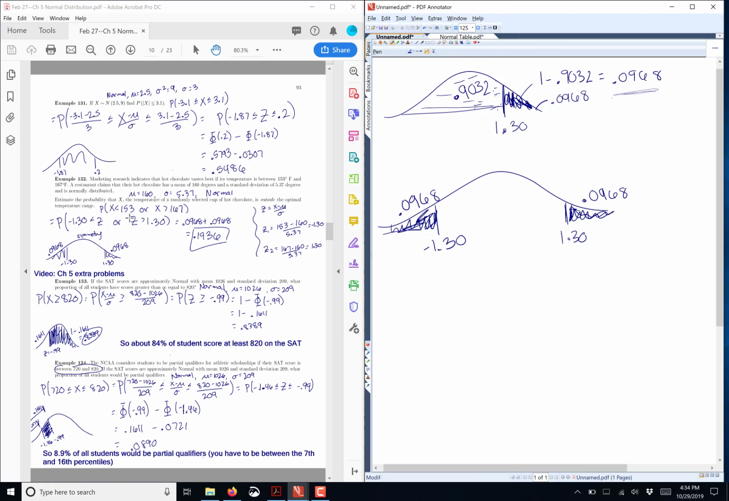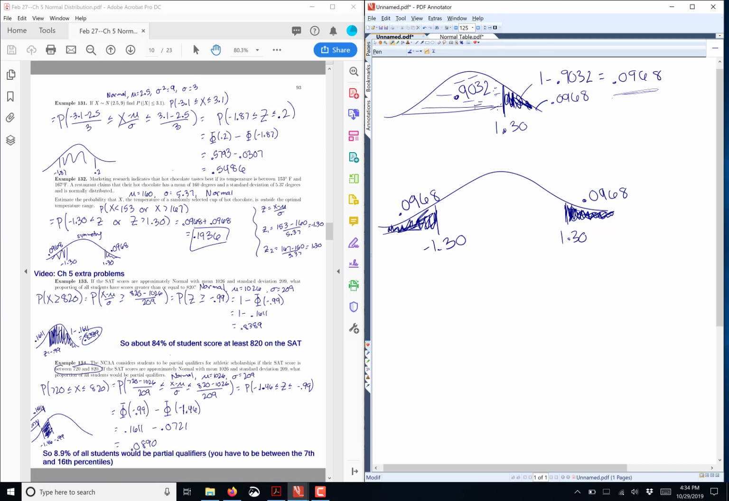So coming over here to the left in that example 132 that you mentioned, we're trying to find the probability that z is less than negative 1.30, which would be this area to the left here, or z is greater than positive 1.30, which is this area to the right. So there's multiple ways I could do it.